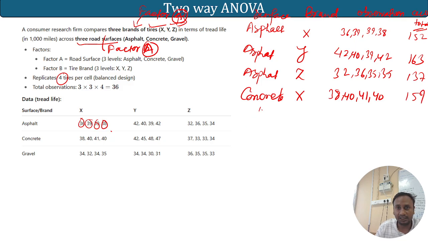Then we have concrete Y: 42, 45, 48, 47. So how much did it come to? Concrete Y 42, 48. How much did it come to? 160, 164, 160.